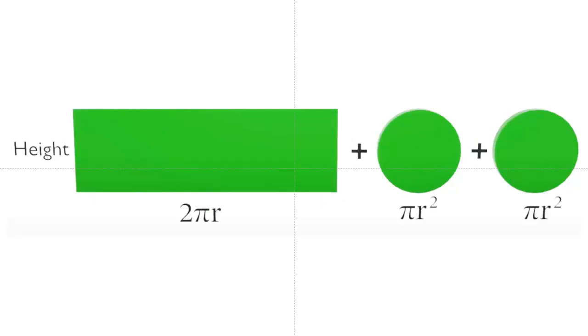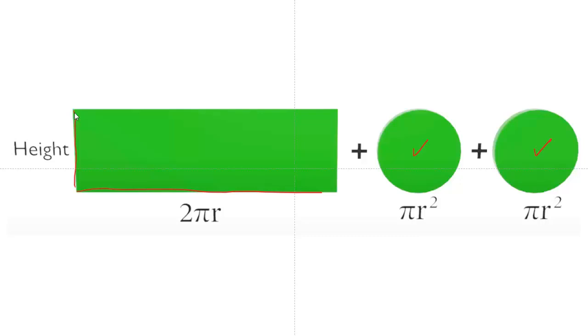So what is this? How do we know what is this height? How much is this height, and how much is this length? And this is easy, this is a circle, and the area of a circle is pi r squared. This is also a circle, pi r squared.